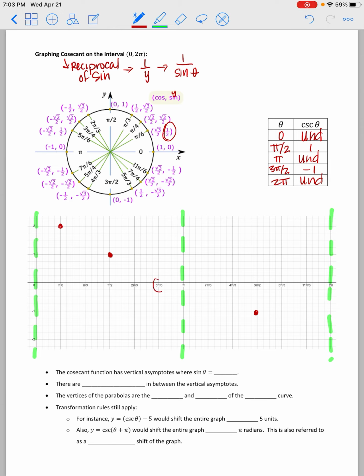And let me go ahead and jump to 5 pi over 6. 5 pi over 6, that's over here. The reciprocal of 1 over 2 is 2 over 1. So I can see, again, I'm going to have a parabola in between my asymptotes here. And the same thing is going to happen on either side.